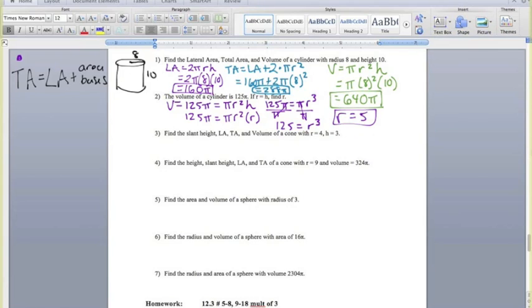Okay, so the next example goes on to a cone. We want to find our slant height, lateral, total, and volume of a cone that has a radius of 4 and a height of 3. When I draw in that radius and height in the picture, what do you see? A right triangle shows up. If one side is 3 and one side is 4, then the other side is going to be 5. So that's our slant height, and that's the answer to our first question.